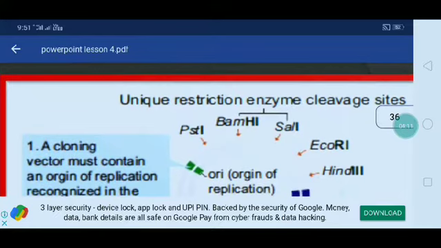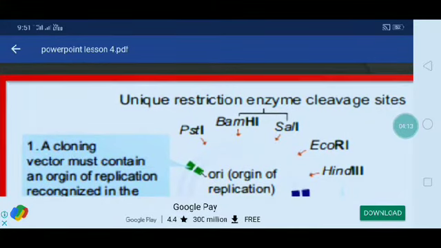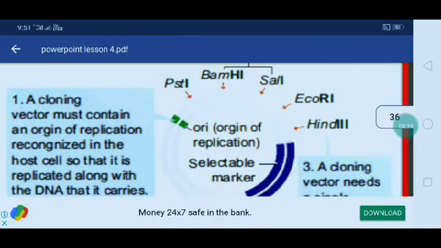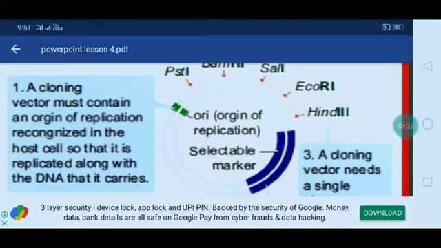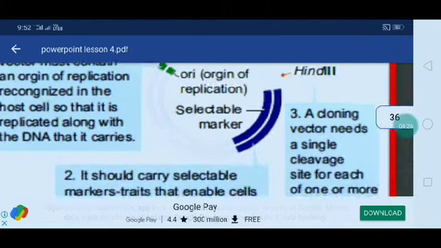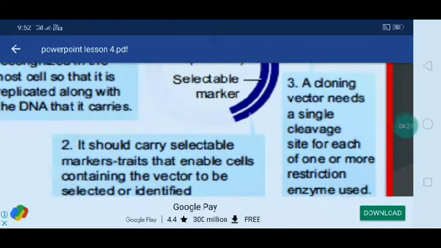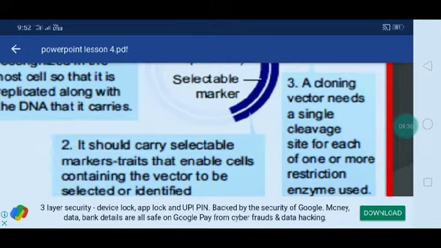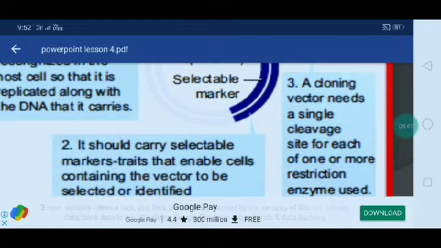Here there are some restriction sites. What are these? Unique restriction enzyme cleavage sites, origin of replication, and selectable marker. Your cloning vector needs a single cleavage site for each of one or more restriction enzymes used. Second, it should carry selectable markers, traits that enable cells containing the vector to be selected or identified.